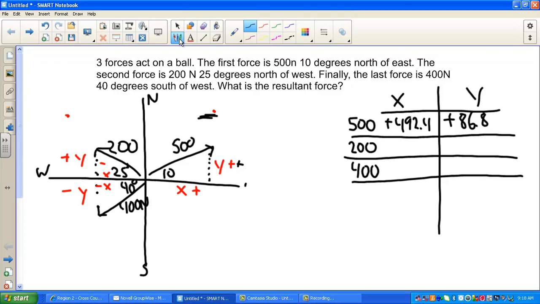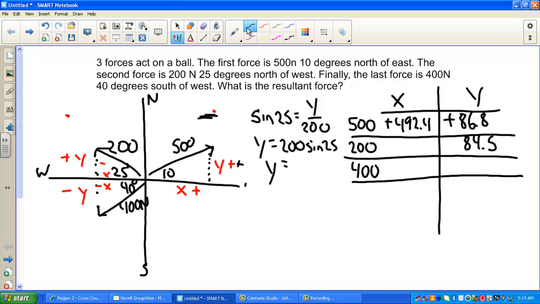All right. Moving on, let's do the 200 value. Well, look at Y. That is the opposite side in this case. That's sine. So the sine of 25 is opposite, which is Y over 200. Math is very similar. Y equals 200 sine 25. Punch that in. 200 sine 25. That is 84.5. Since it is positive right here, that value is positive.